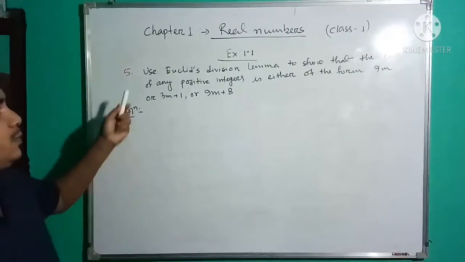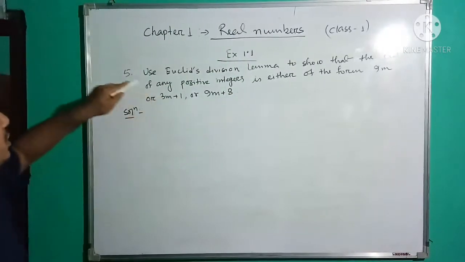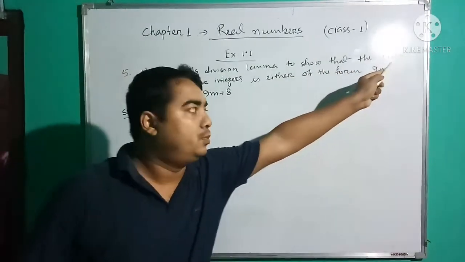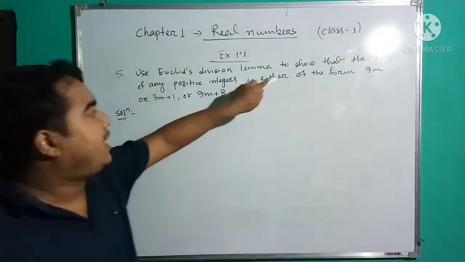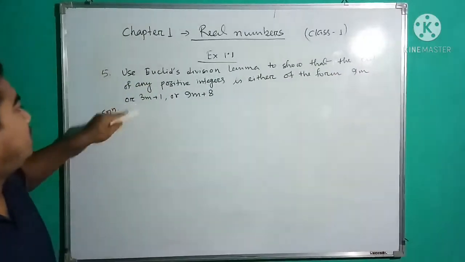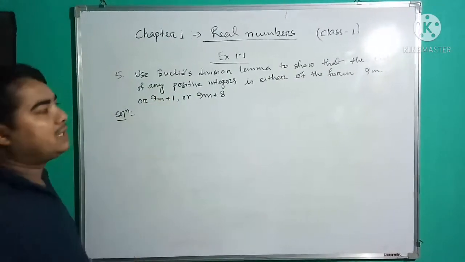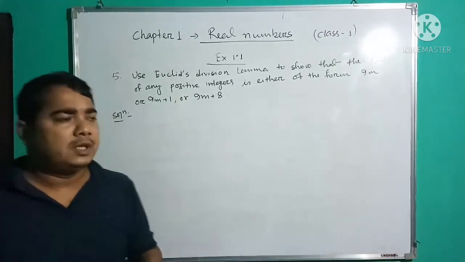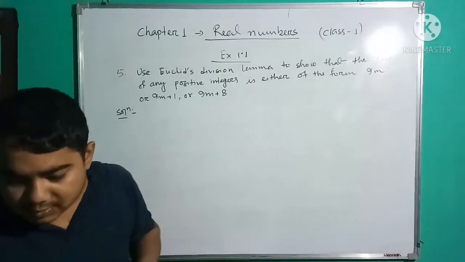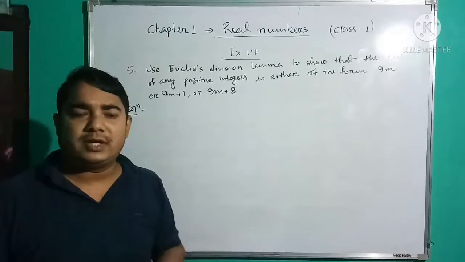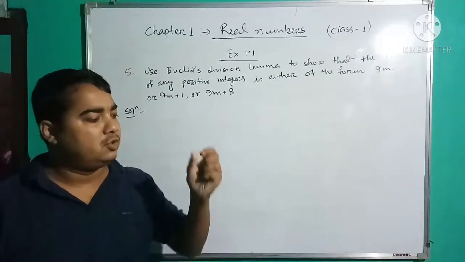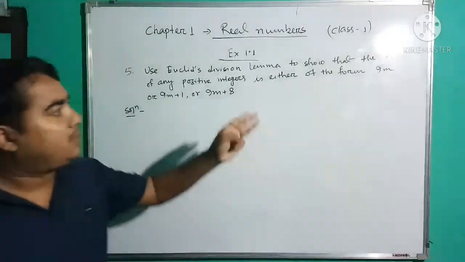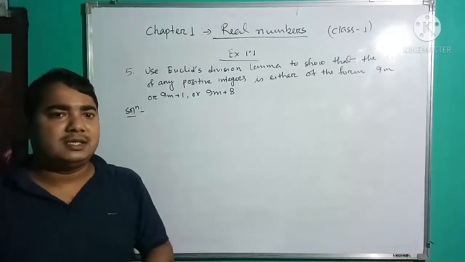Next, proceed to question number 5, exercise 1.1. Last question, number 5. Use Euclid's division lemma to show that the cube of any positive integer is either of the form 9m, 9m plus 1 or 9m plus 8. Okay, recall question number 4. If b value was 3, then remainders were 0, 1 or 2. 0 means first step, 1 means second step, 2 means third step. But if b value is 9, then how many steps are there?